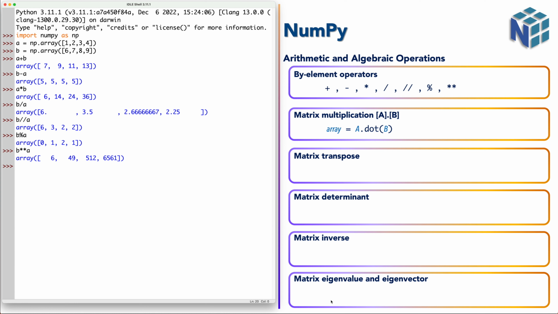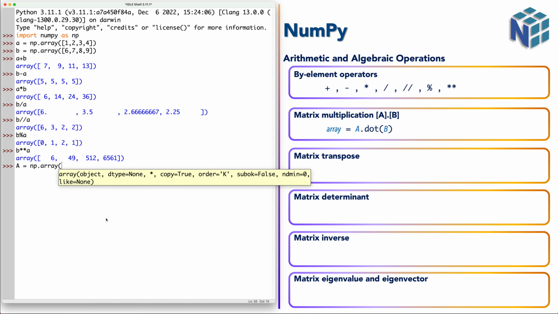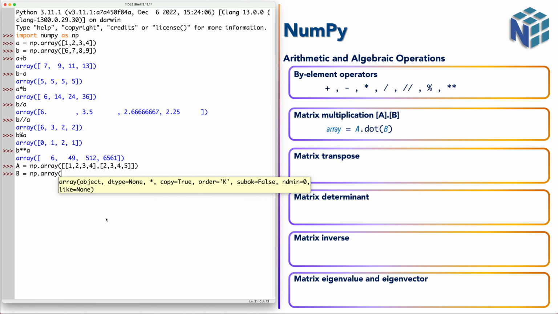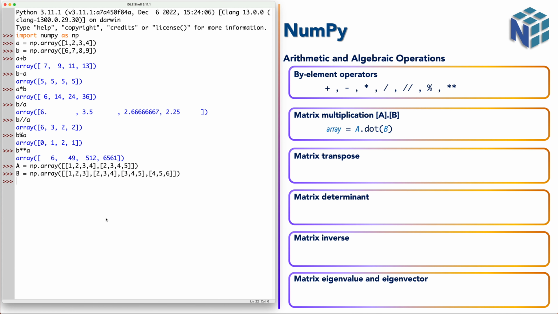So let's define two arrays. So A is a 2 by 4 matrix. B is a 4 by 3 matrix. So let's try, let's say C equals A dot B. We got a C which has 2 rows and 3 columns according to the rule of matrix multiplication.